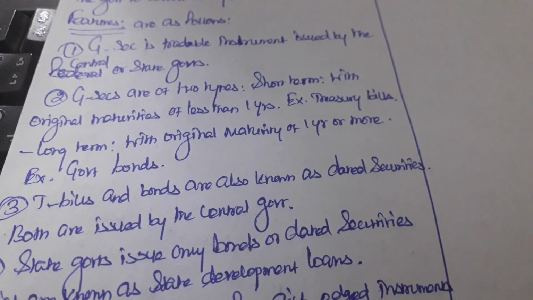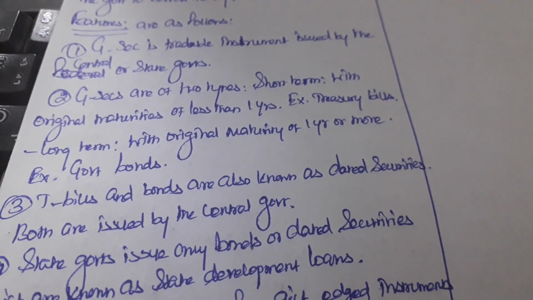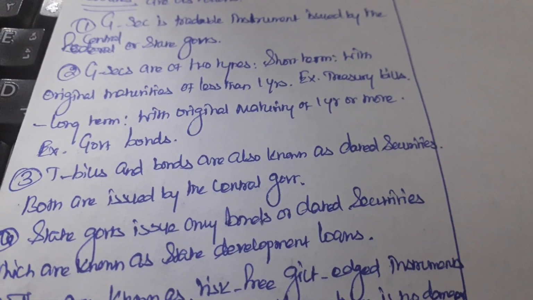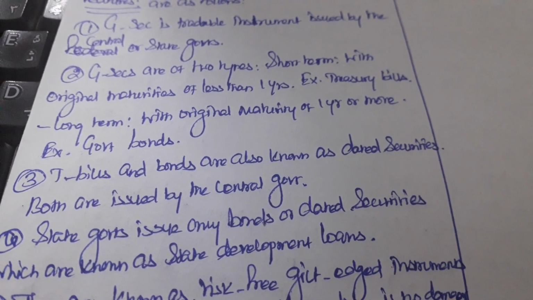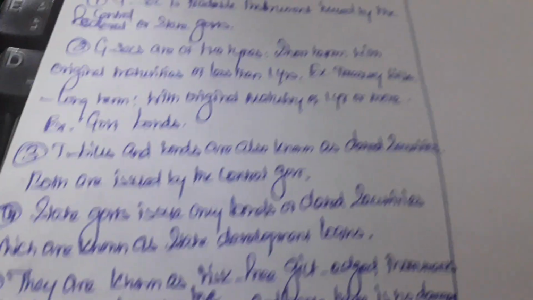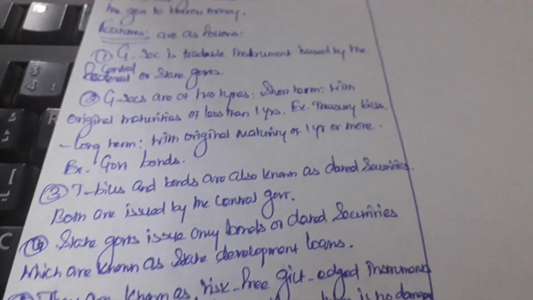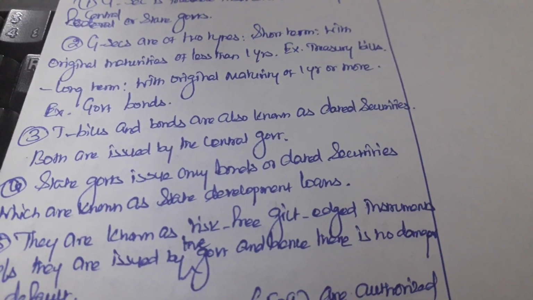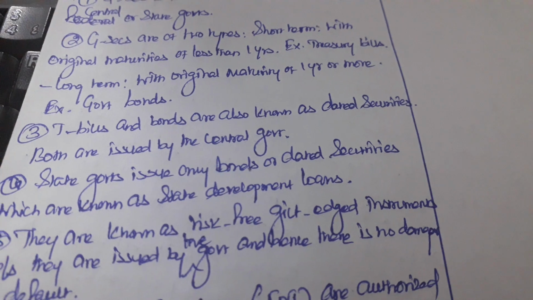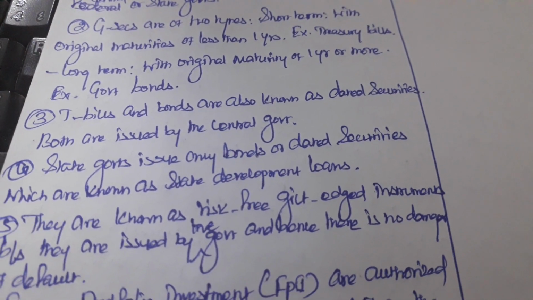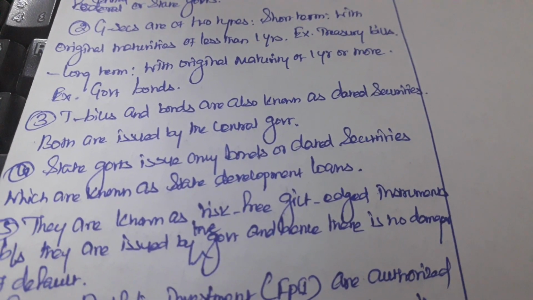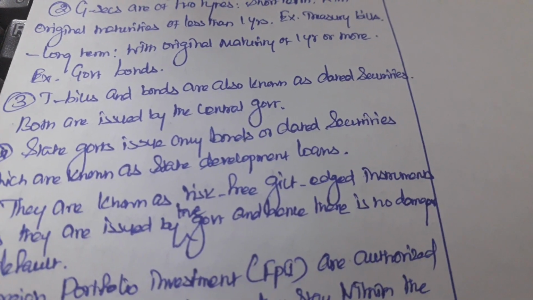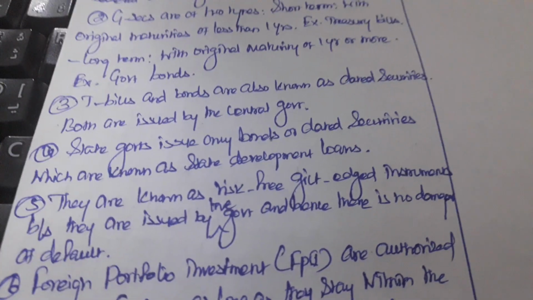Long term, with original maturity of 1 year or more. Example, government bonds. The maturity period is more than 1 year. It's called long term government securities. Example for that is government bonds. Treasury bills and government bonds are also known as dated securities. Both are issued by the central government. Treasury bills and the bonds are usually issued by the central government. It's also known as dated securities.